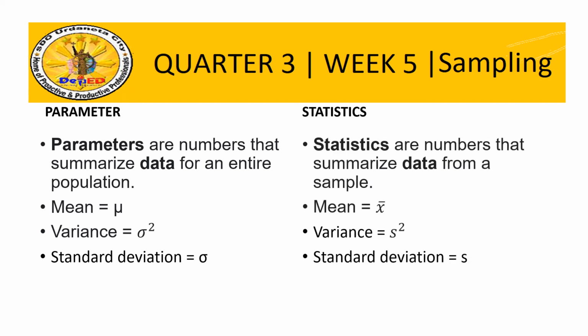For statistics, these are the numbers that summarize data from a sample. For the mean, it is x bar. Variance is the small letter s squared. Standard deviation is the small letter s itself. So in short, parameters describe the population, and statistics describe the sample. Again, parameters, population; statistics, sample.